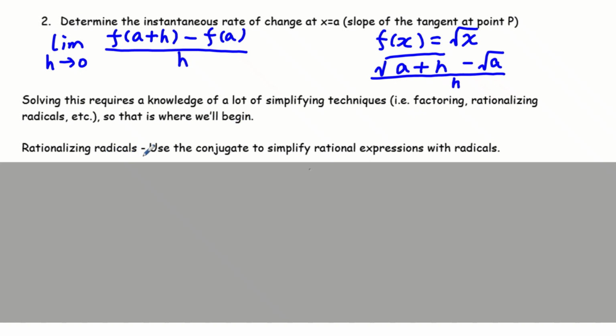So rationalizing radicals uses the conjugate. Conjugate means if we have two terms, a plus b, then the conjugate is a minus b. So the conjugate of a minus b is a plus b. The conjugate of a plus b is a minus b. So for two terms, the numerical terms are the same, but the operation sign will be opposite.